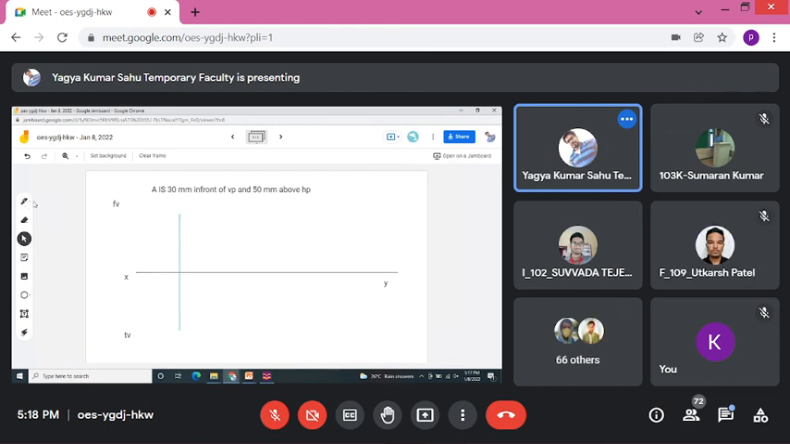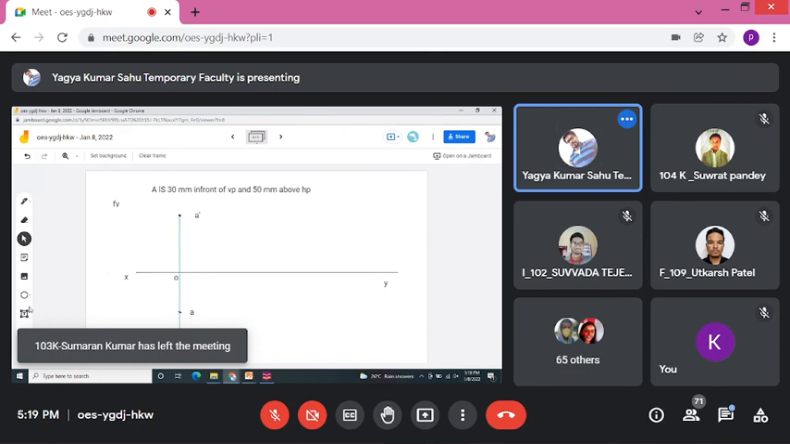Yes, sir. Now what about the distance? Front view is above, so what will be the distance from this origin O of the front view A dash? It should be 50 mm, the distance of the point from HP. So locate A dash at 50 mm. And what about the top view? At 30 mm below, on the same line, locate A.